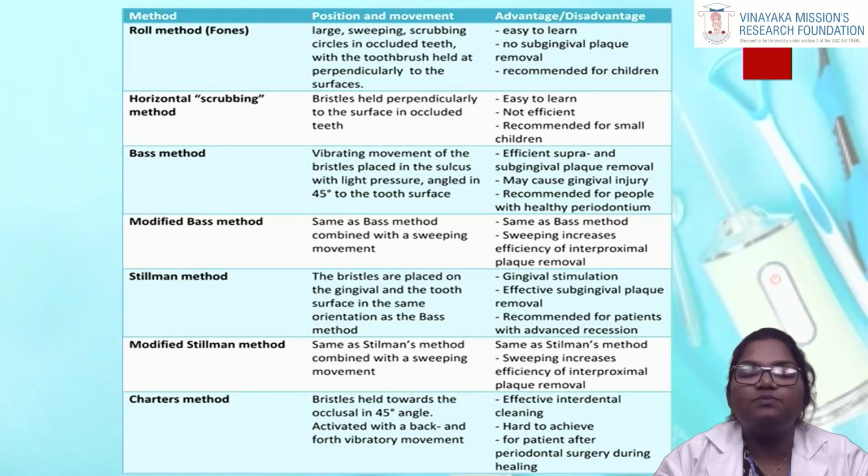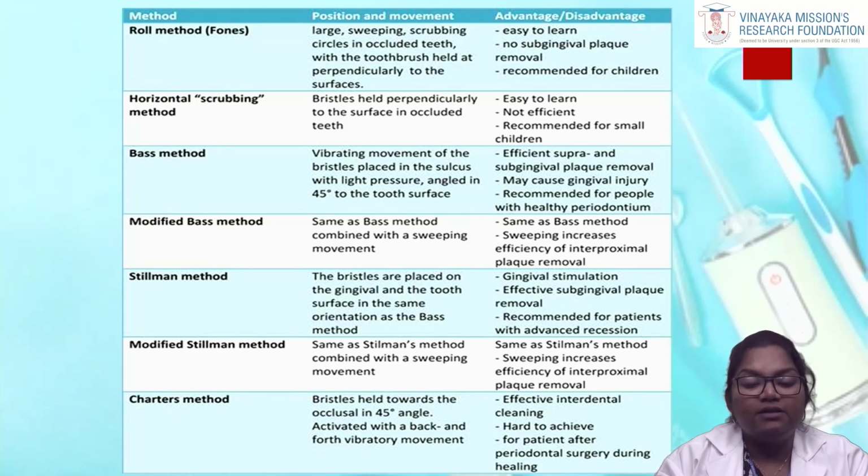The modified Bass method is the most acceptable and efficient way of removing plaque. It is the same as the Bass method, except that after 20 strokes given on 3 teeth at a time, a final sweeping movement is done, where the bristles placed inside the gingival sulcus are swept away at the end of the 20th stroke. The sweeping increases the efficiency of interproximal plaque removal.